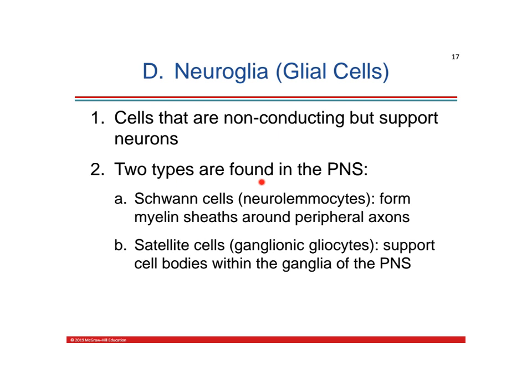Two types we can talk about that are quite important. You have, for example, in the peripheral nervous system, Schwann cells. These are also called neurolemmocytes. These form myelin sheaths around peripheral axons. And then there are also satellite cells. These are also called ganglionic gliocytes. These support cell bodies within the ganglia of the PNS.